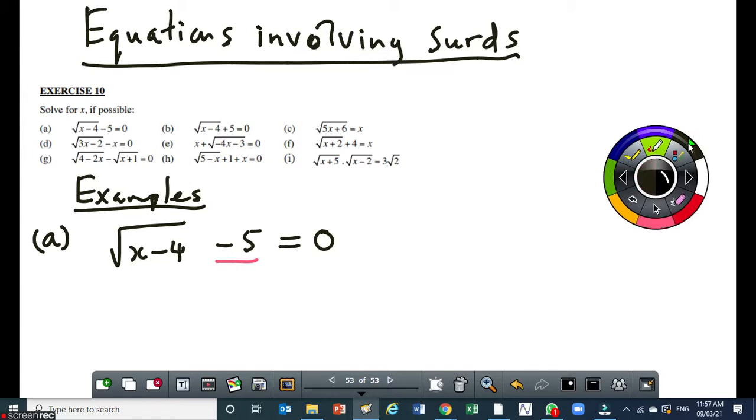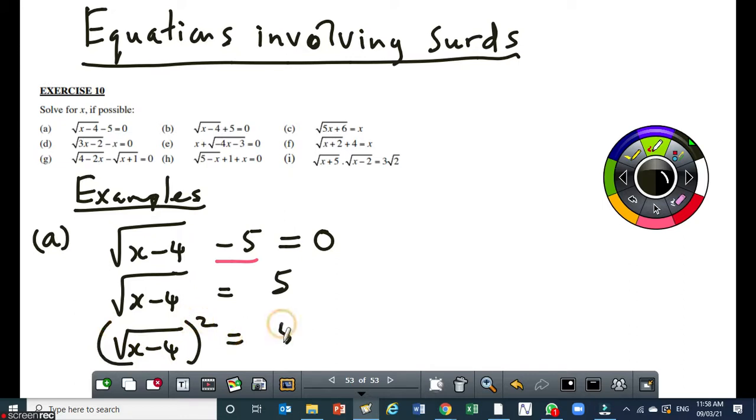when you want to solve this, the first thing you need to do is isolate that surd, that is the square root of x minus 4. So we'll say the square root of x minus 4 is going to be equal to positive 5. So we take the negative 5 to the right first. Okay? Then to eliminate the square root on the left, we have to square both sides of the equation. So our next step is to say the square root of x minus 4, all squared, is equal to 5 squared. That's where we start.